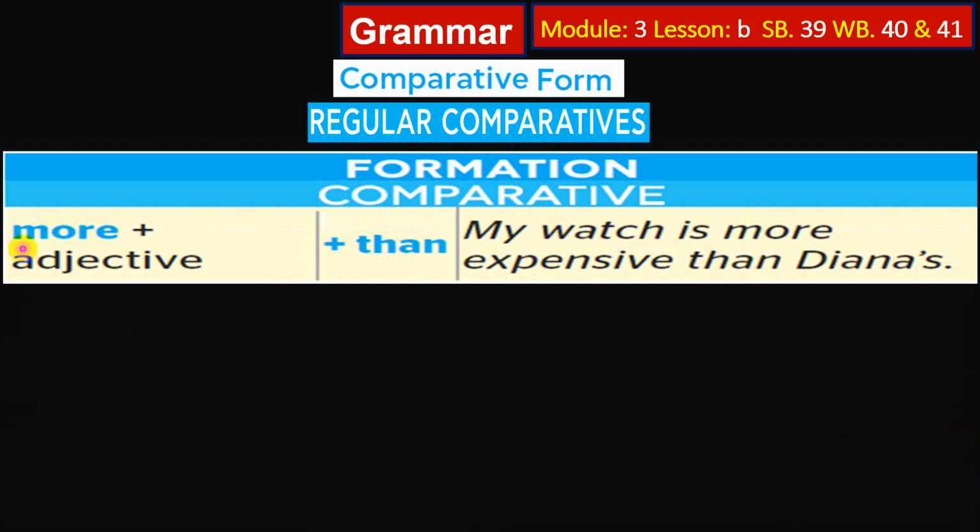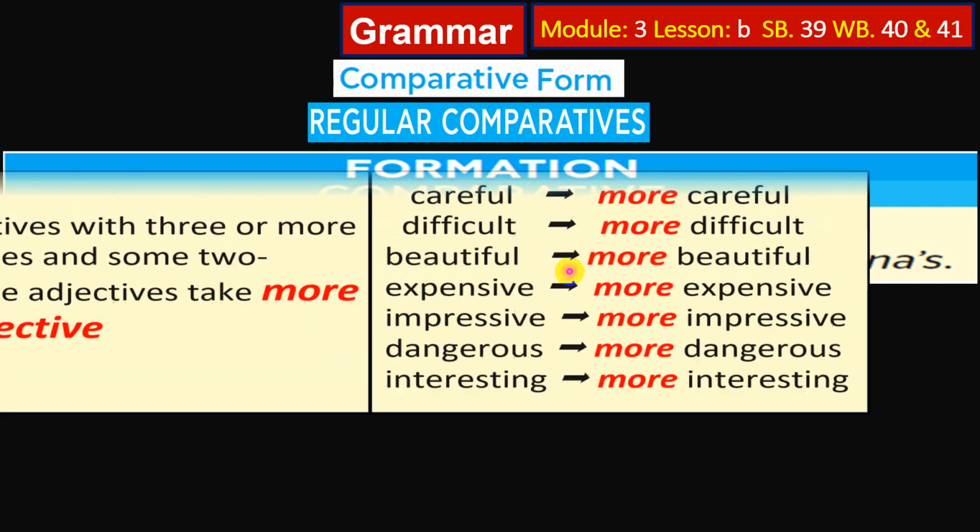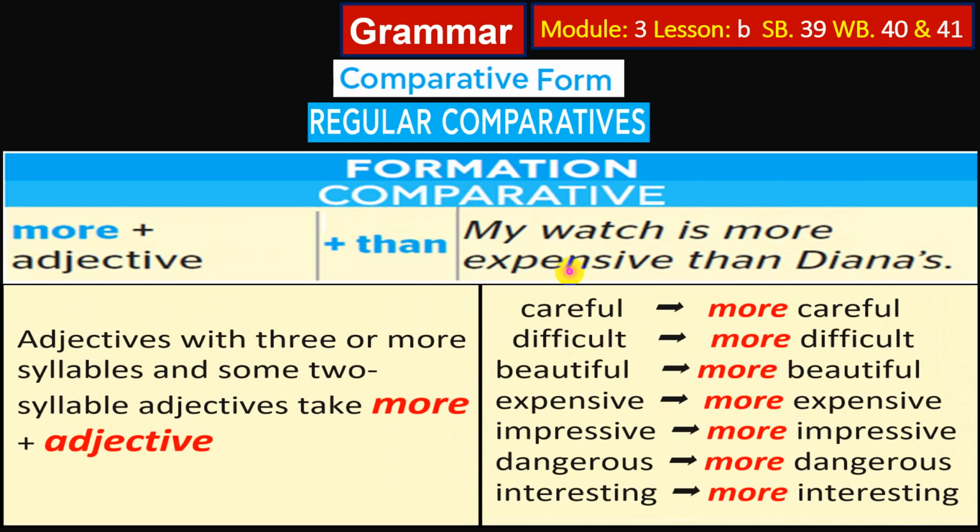The main structure says that I put more followed by the adjective, then than. So my watch is more expensive than Daniel's. Here I have the adjective expensive, and we add more before it. Adjectives with three or more syllables and some two-syllable adjectives take more before the adjective.